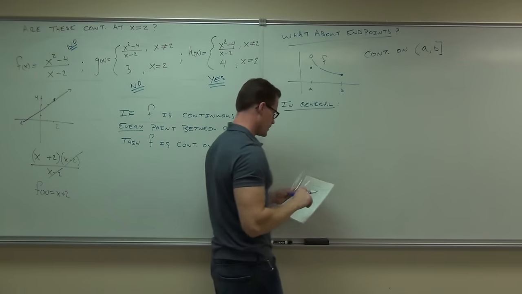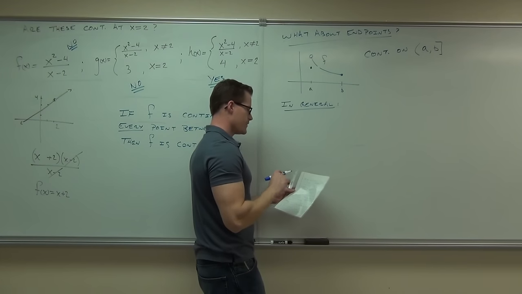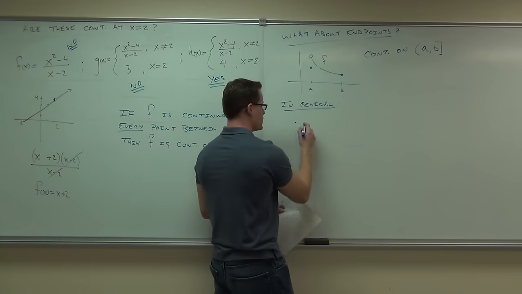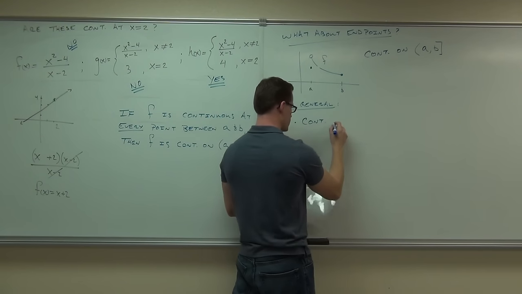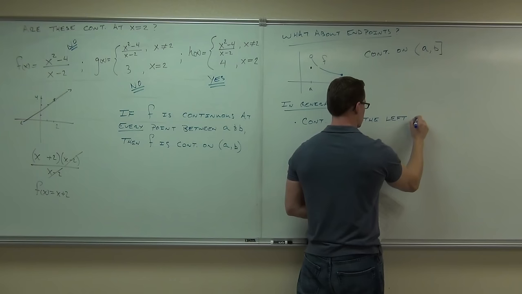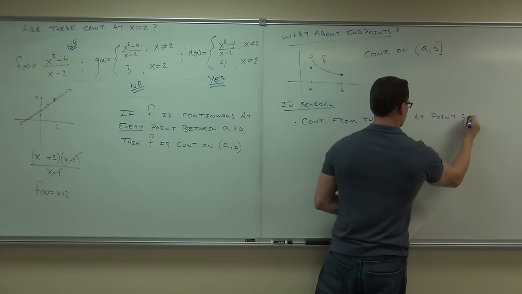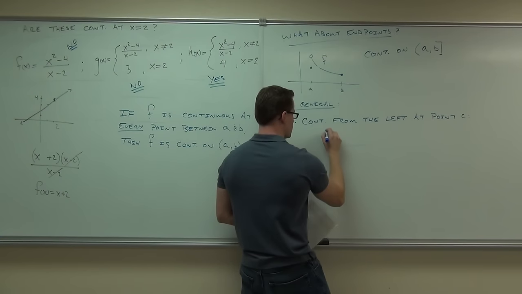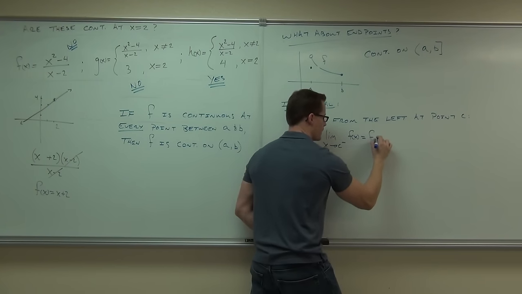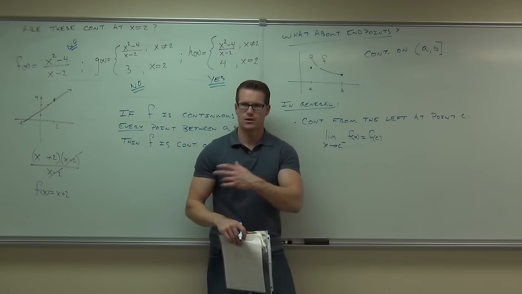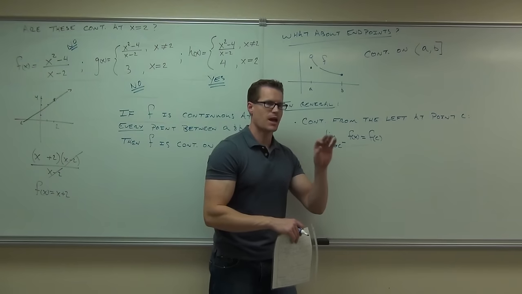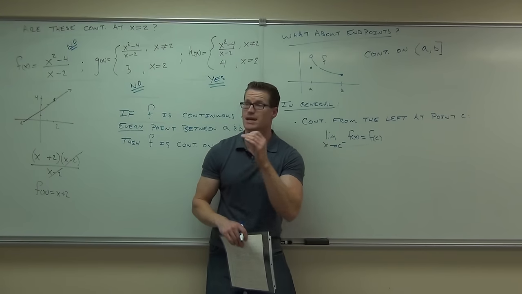In general, here's what has to happen. It has to be continuous from the left at point c or continuous from the right at point c. So for continuity from the left, you'd have the limit as x approaches c from the left of f of x has to equal f of c. That's very similar to the third qualification for continuity that we just had, only this time it's a one-sided limit. So basically we're just checking one-sided limits and making sure they go to the point that is defined and that the point is actually defined.